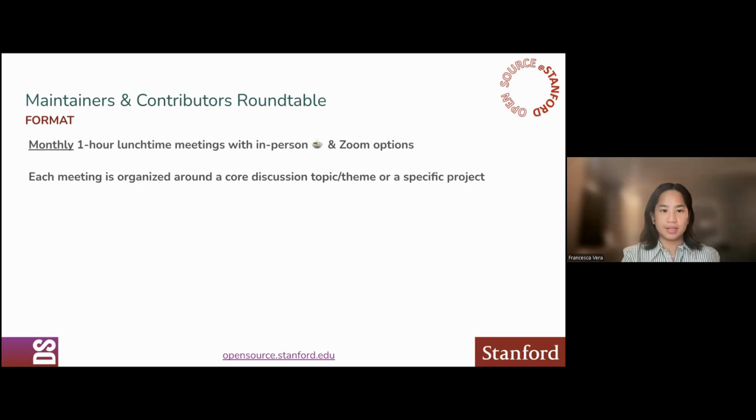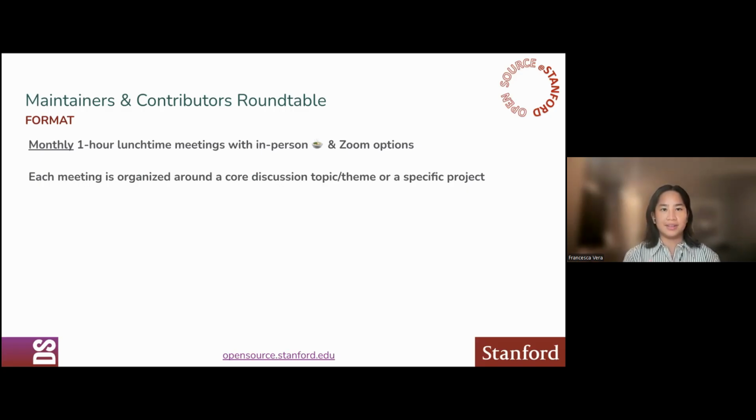Each meeting is organized around a core discussion topic or theme or a specific project. As you can imagine, 1 hour goes by very quickly, and so in a more informal setting, maybe the discussion topic of the day is what are your project updates, and that can pretty much eat up the entire hour. In other cases, a core discussion topic might be how do I try to get my software package citable, or how do I publish in something like JOSS, or a specific project.